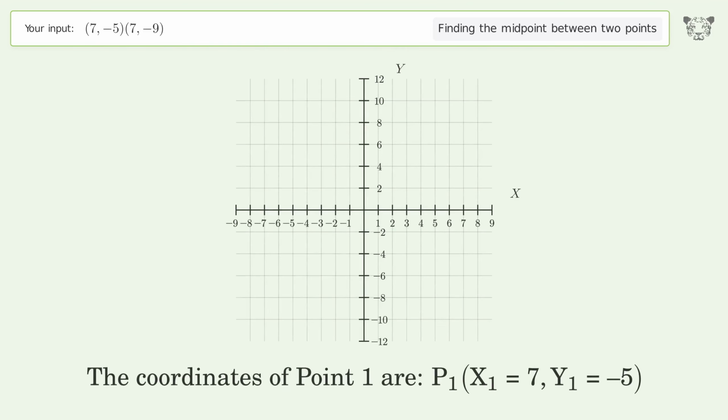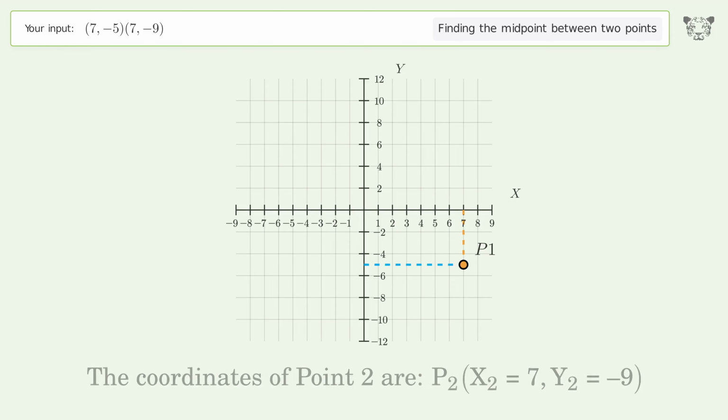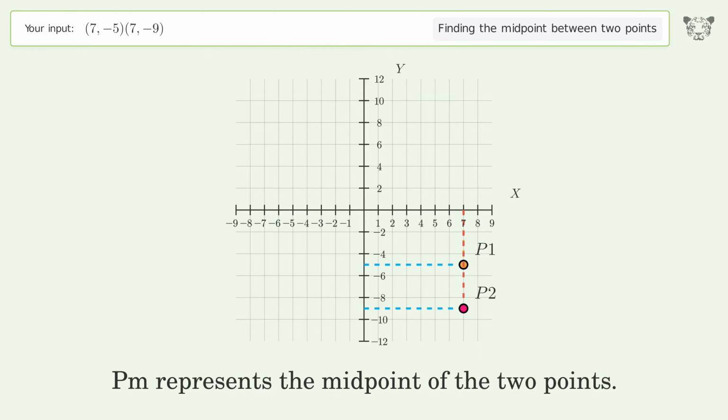The coordinates of point 1 are x1 equals 7, y1 equals -5. The coordinates of point 2 are x2 equals 7, y2 equals -9. PM represents the midpoint of the 2 points.